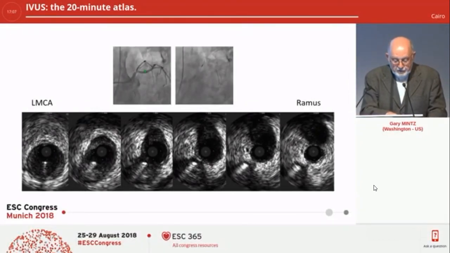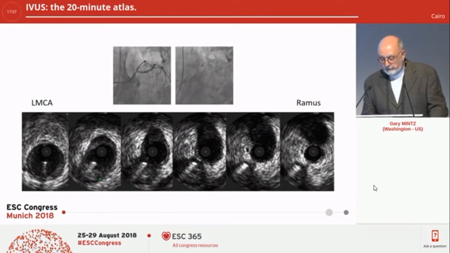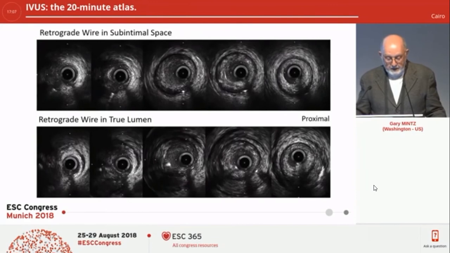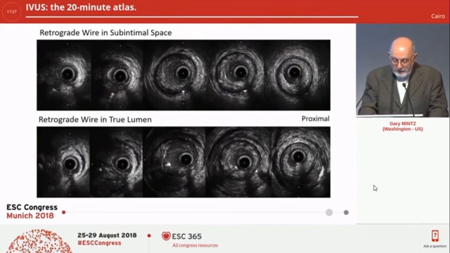Here's a stump occlusion at the ostium of the LAD. The IVUS catheter is put into the ramus. We can see the IVUS catheter in the ramus. You can see that the LAD is here, and the guide wire is directed to penetrate the LAD proximal fibrous cap. This is a guide wire retrograde in the subintimal space.